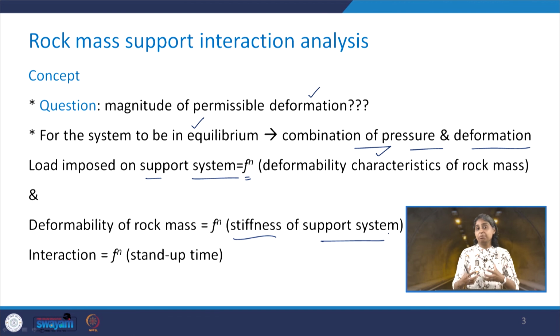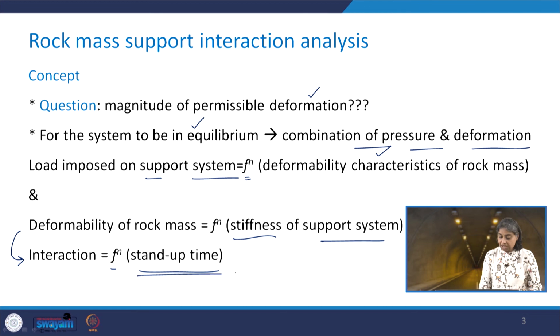See, this is how it can be explained, that whatever is the load that is imposed on the support system, it will be a function of the deformability characteristic of the rock mass. Let us say if it is more deformable, then more load will be imposed on the support system. On the other hand, this deformability of the rock mass will be a function of the stiffness of the support system. So, if you have a very rigid system where the stiffness is more, obviously the deformability will be low. And there comes the interaction into the picture, which is a function of the stand up time.